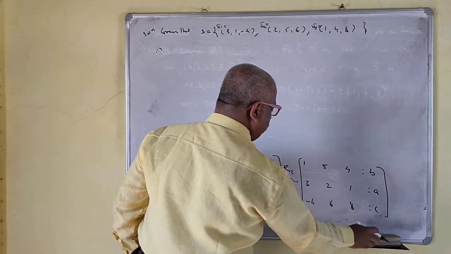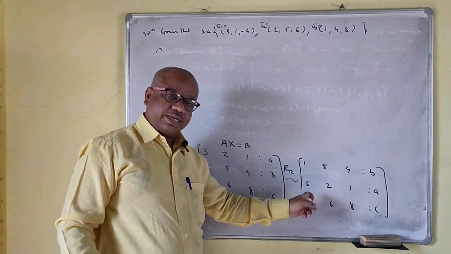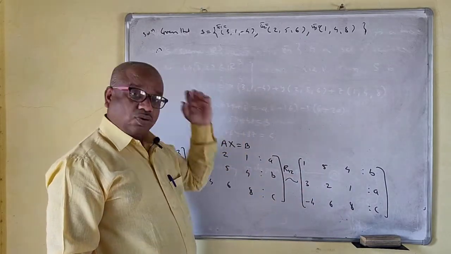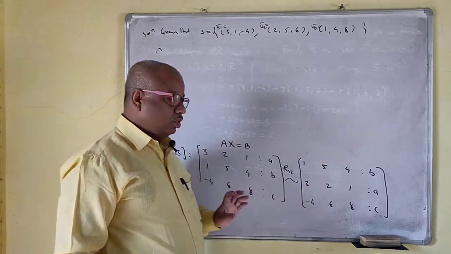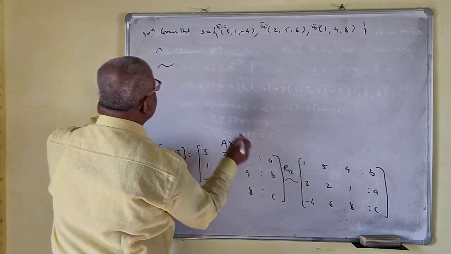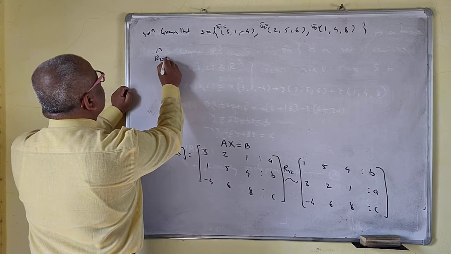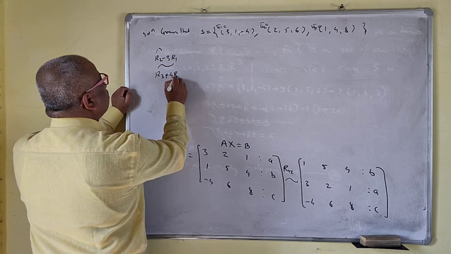Now, with the help of this one only, we have to make this entry 0. Don't take the help of any other row. Only with the help of R1, we have to make this 0. This is an element of R2, this is an element of R3, so you have to change R2 and R3: R2 minus 3 R1 and R3 plus 4 R1.